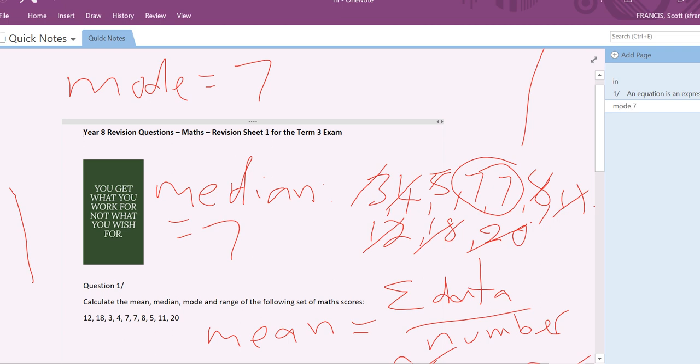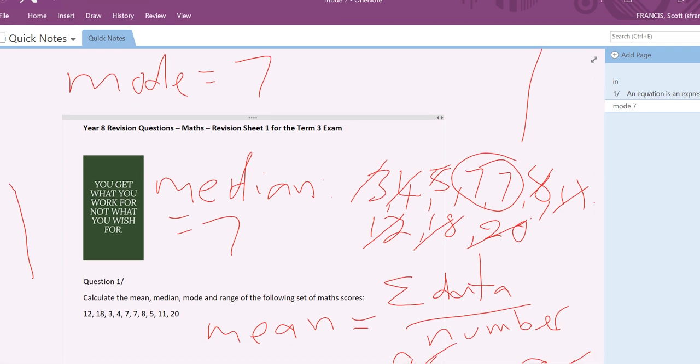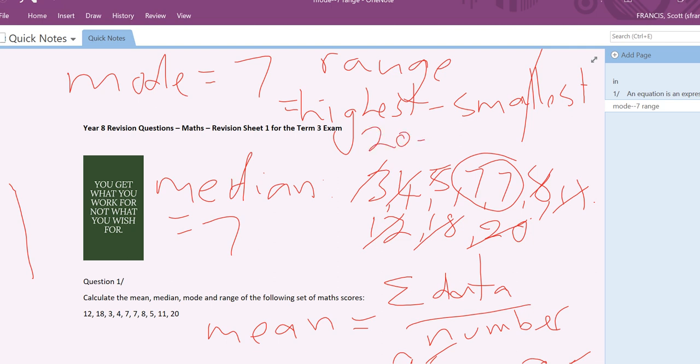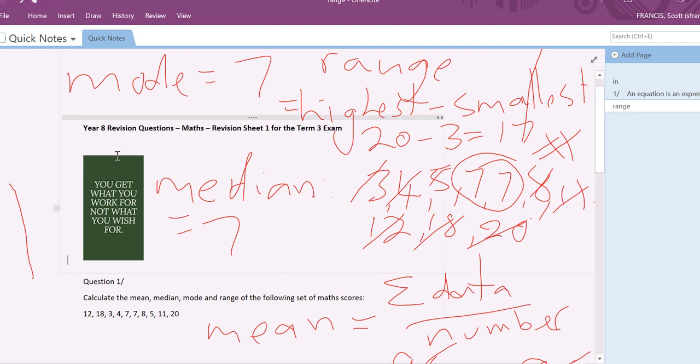The last thing we've got is the range. So the range lets us look at a spread. And the rule for the range is that it's the highest or the largest minus the smallest. Sorry, it's getting a little messy. I'm doing it with my fingers. So that's going to be 20 minus 3, which is 17. So they're the things that question asked us to do. Let's move on now to the next one.